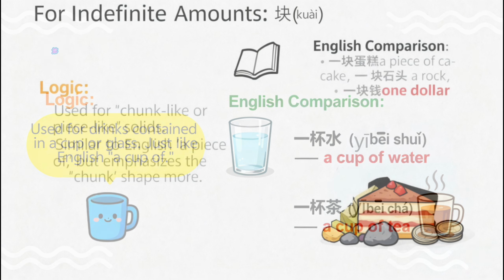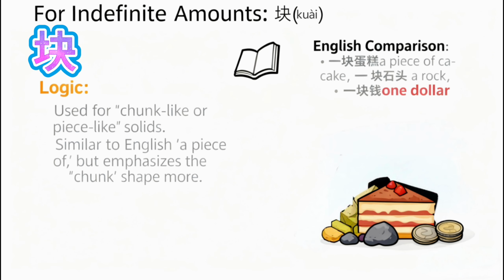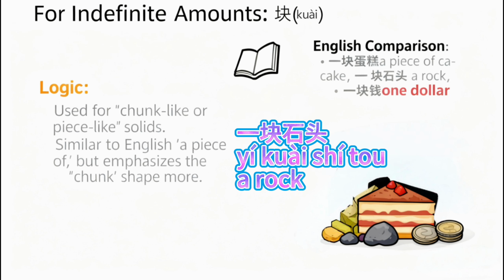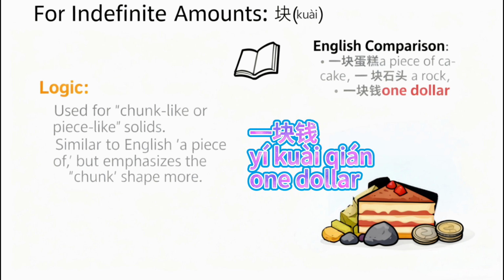Number 8, kuài. The logic is that it is used for chunk-like or piece-like solids, similar to the English "a piece of," but it emphasizes the chunk shape more. English comparison. 一块蛋糕, a piece of cake. 一块石头, a rock. 一块钱, $1.